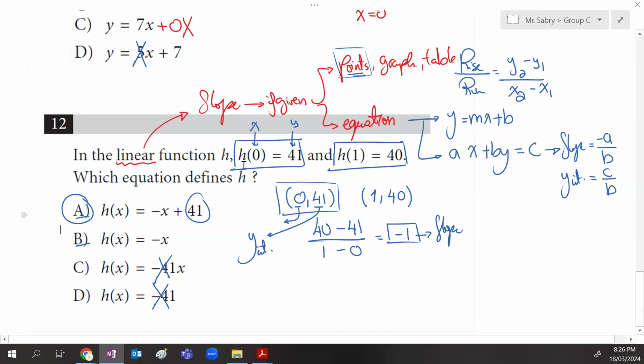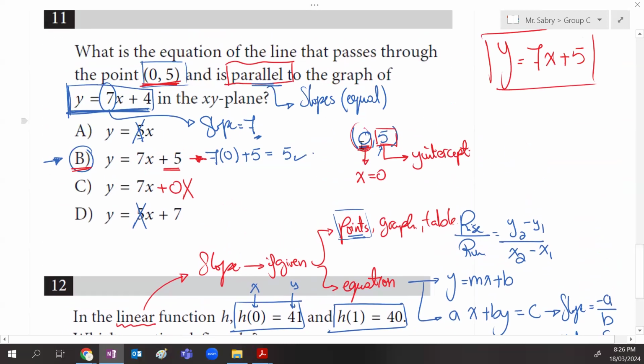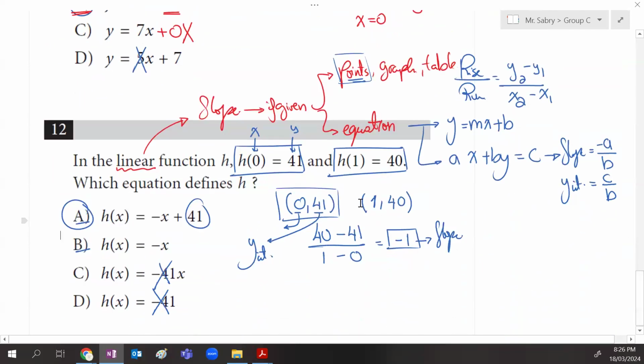Out of this, you see, isn't h of 0 equal to 41? So that's a point. Yes, that's a point where x is equal to 0 and y is 41. And I already just said in this question here that whenever x is equal to 0, the y is considered the y-intercept. So because here you're given a point where x is equal to 0, the 41 is the y-intercept. Makes sense, right?